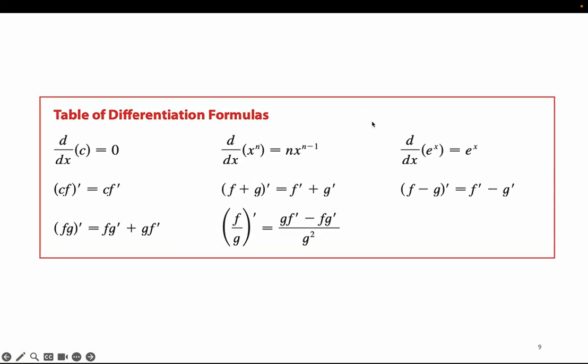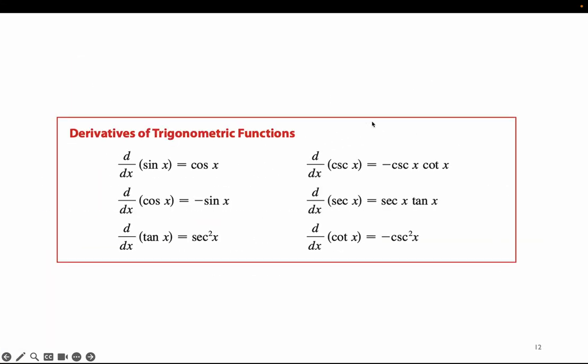Okay, let's go back to the slide as well here. So here's the rest of the 6 trig functions that you learn in pre-calculus, and how to differentiate them. Differentiating sine is cosine, differentiating cosine is negative sine, differentiating tangent is secant squared. Again, we want to memorize all these 6.